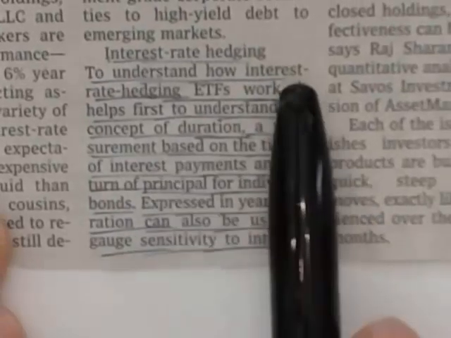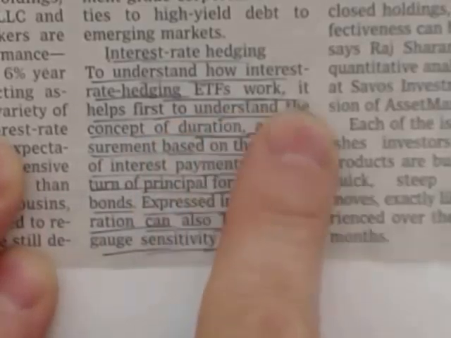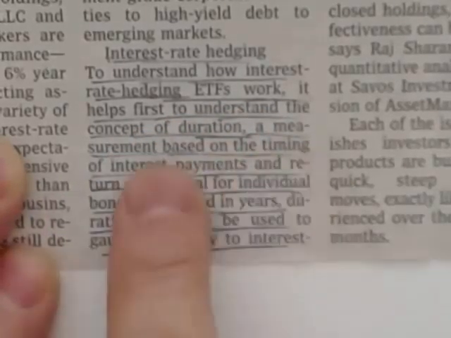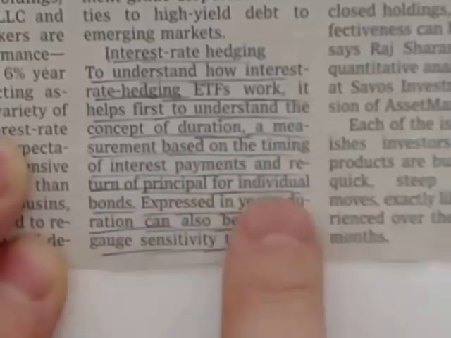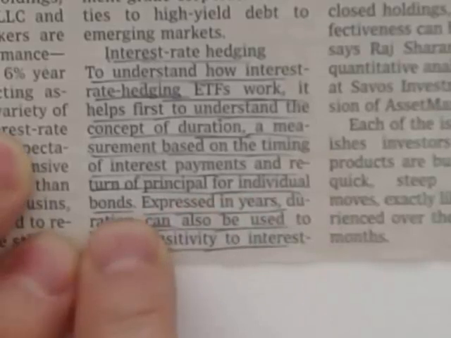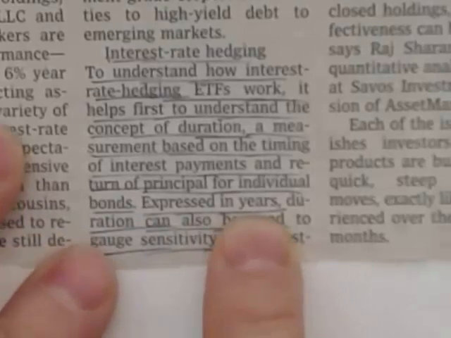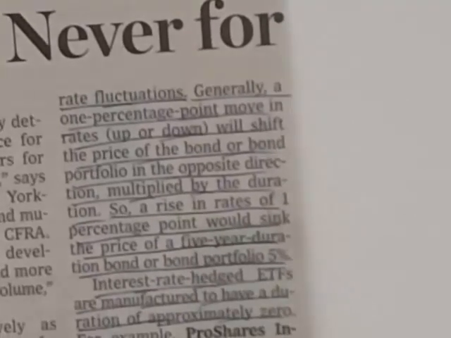It says, interest rate hedging. To understand how interest rate hedging ETFs work, it helps first to understand the concept of duration, a measurement based on the timing of interest payments and the return of principal for individual bonds. That's not very helpful in describing it. Expressed in years, so duration is in years. Duration can also be used to gauge sensitivity to interest rate fluctuations.